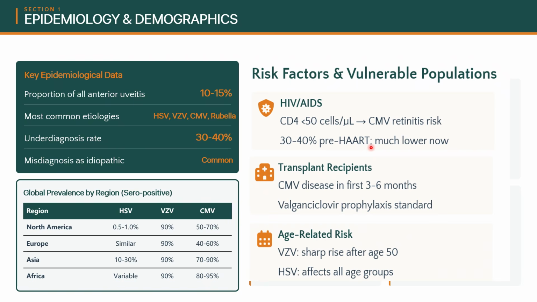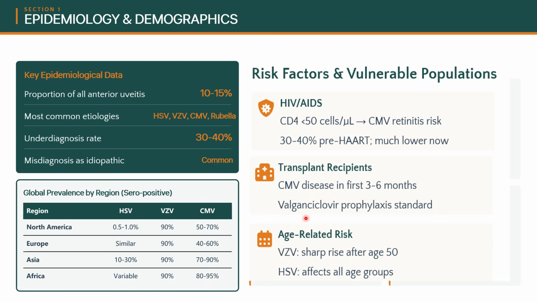Another thing, uveitis is common in people with a transplant, with a renal transplant or liver transplant. So these people should be screened for cytomegalovirus, and prophylaxis should be given in the form of valganciclovir. Acyclovir is not effective against cytomegalovirus, so we have to use valganciclovir.